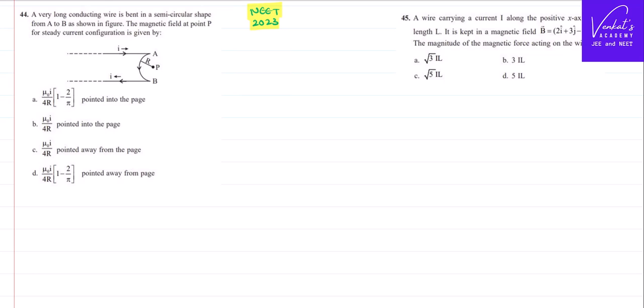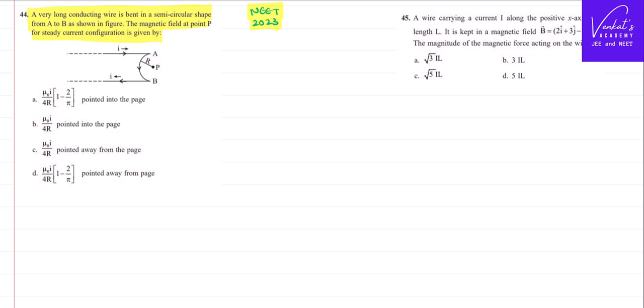Here in this video, we are solving two questions that appeared in NEET 2023 in the moving charges and magnetism chapter. Let us see the first question. A very long conducting wire is bent in the form of a semicircle from A to B as shown. The magnetic field at a point is given by. We have to see this question a little carefully.